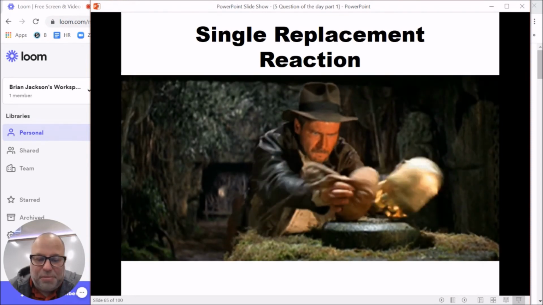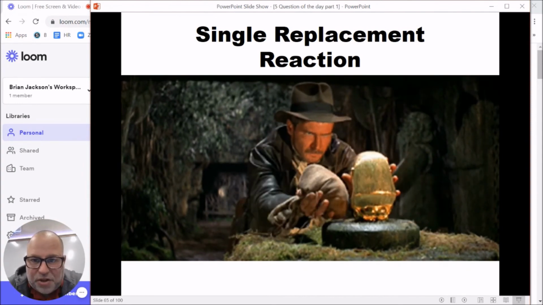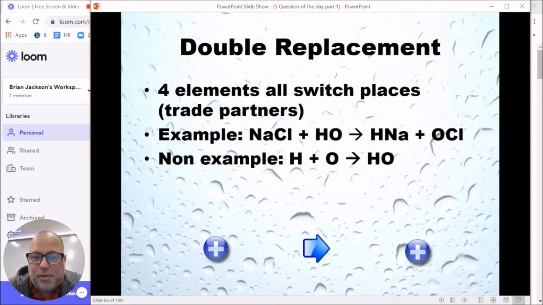One thing gets replaced, right? That's single replacement. Okay, we're coming down towards the end of our story time here. There is but one type of chemical reaction that we need to talk about, and that is the double replacement reaction, the granddaddy of them all.